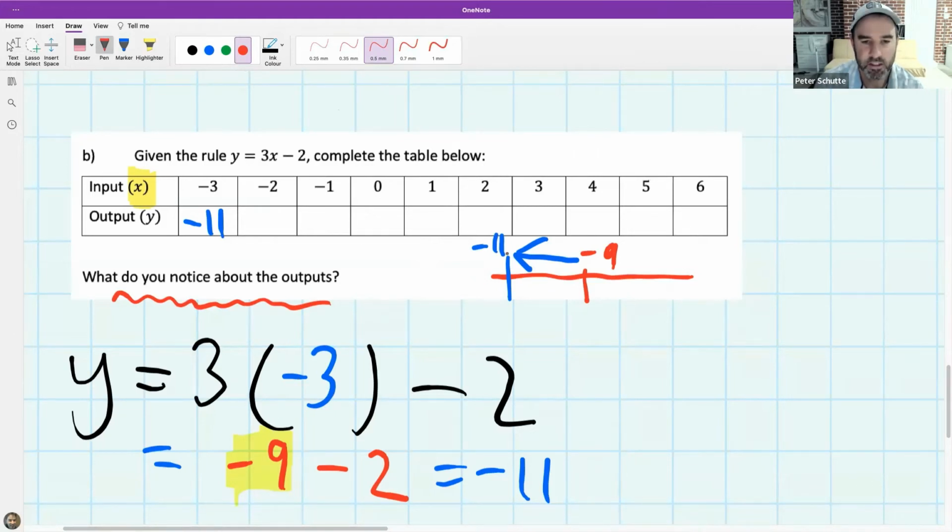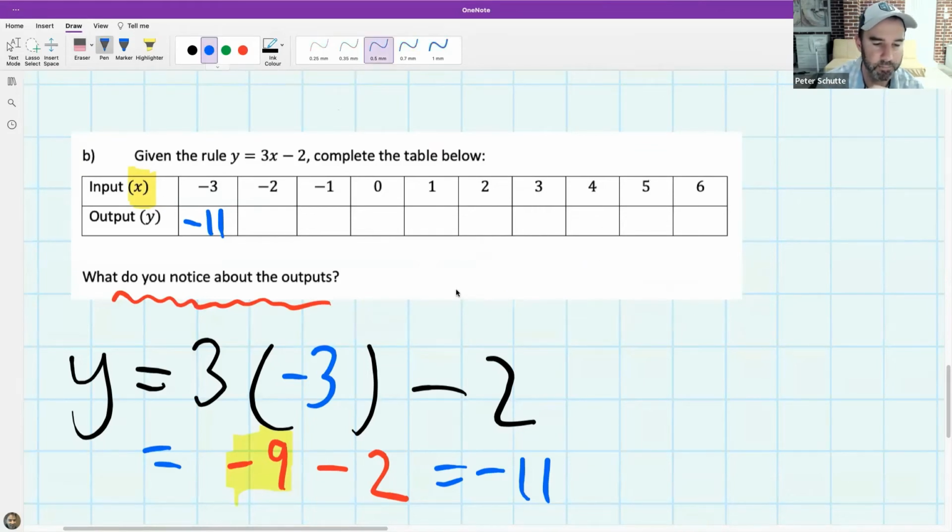Okay. So think about, are you happy that 3 times minus 3 is minus 9? Are you happy with that part? Yes, sir. Okay, so then the question becomes, we're at minus 9 on the number line. If I take away something, or if I subtract, do I move to the left or do I move to the right? You move to the left.